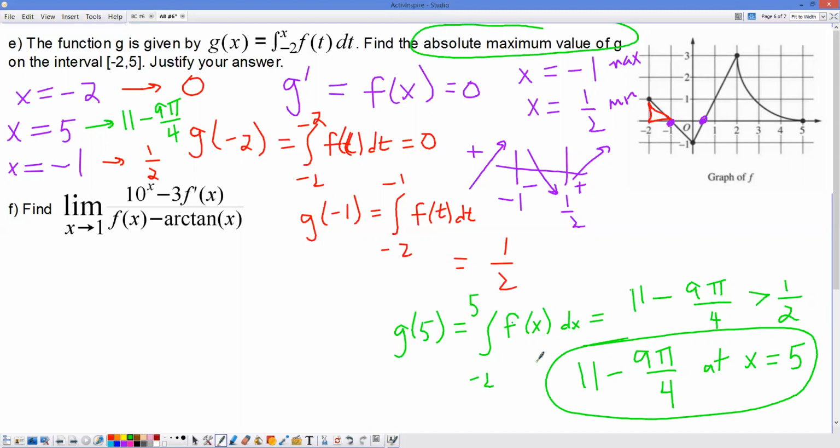Sean, the justification for your answer there of shading it in, that will show that it's clearly more than 1/2. But it doesn't show you why it is exactly 11 minus 9 pi over 4. That justification comes from finding each of the values at -2, 5, and -1.